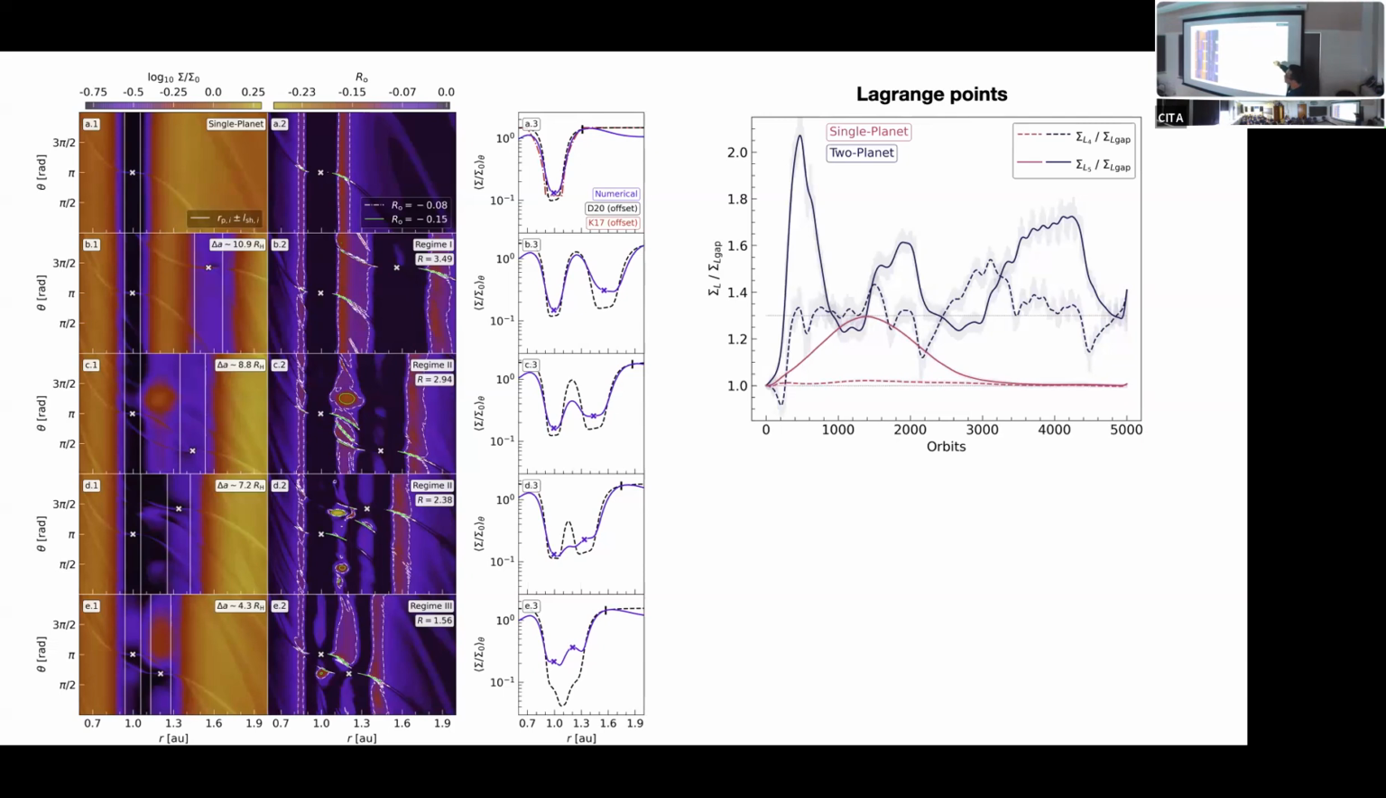This is the contrast between the surface density at the Lagrange point relative to the background. And as you can see, it decays away if you have a single planet, but it becomes actually very time dependent and variable when you have two closely packed planetary systems, just because they have density perturbations and vorticity perturbations between them. And in principle, it actually survives more than 5,000 orbits.